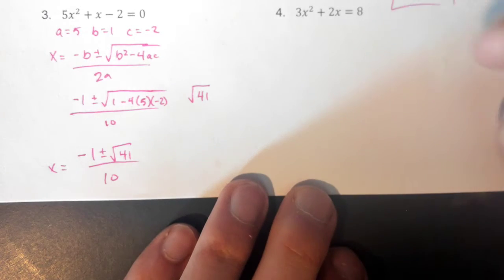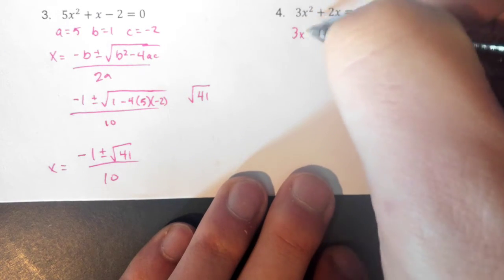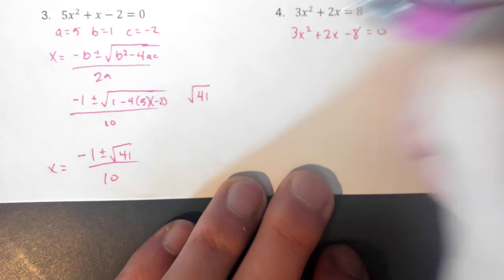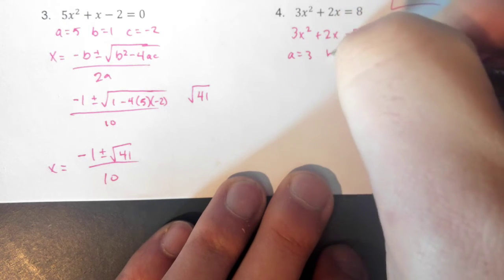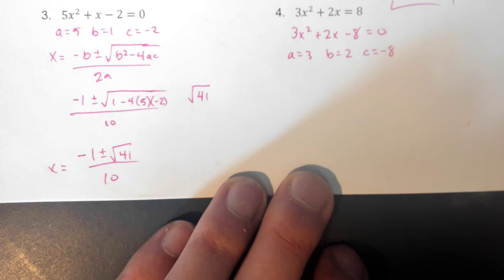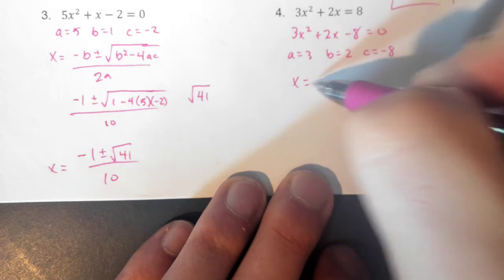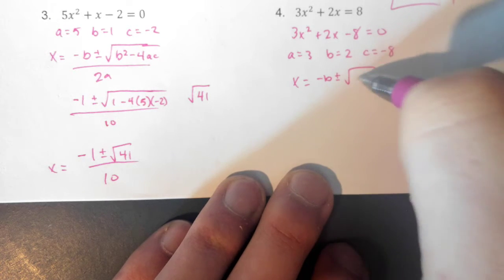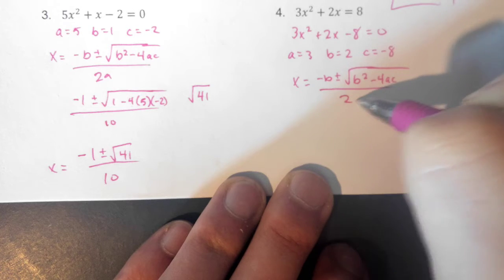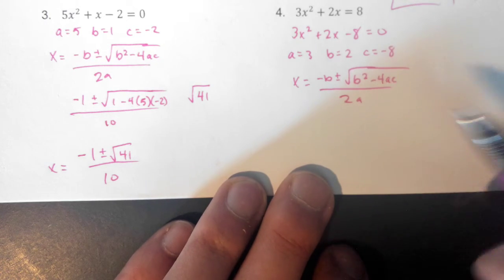Number 4, again like 2, we need to set it equal to 0. So it's going to be 3x squared plus 2x minus 8 equals 0. A would be 3, B would be 2, C would be negative 8. Write down the quadratic formula. X equals the opposite of B plus or minus the square root of B squared minus 4AC all over 2A. We just got to plug it in.